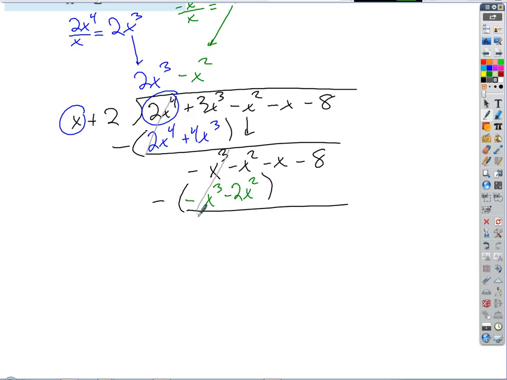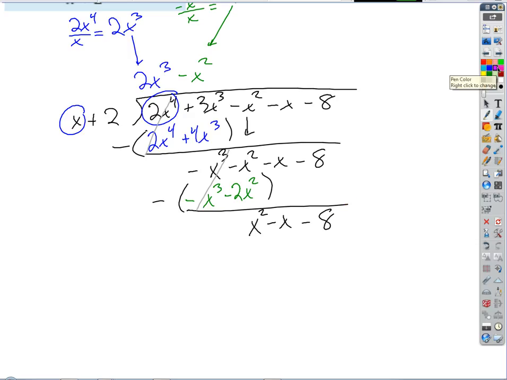Cancels. Good. Now I'm in the x squared column. What's negative 1 minus negative 2? Positive 1, because when I subtract a negative, I'm adding, right? So I get a positive 1 x squared. I'll bring down the other terms, and we'll go again.